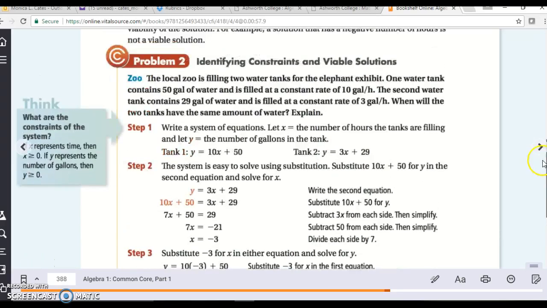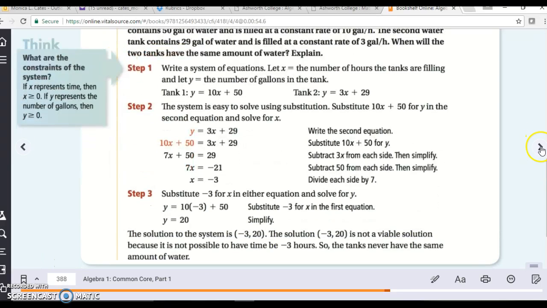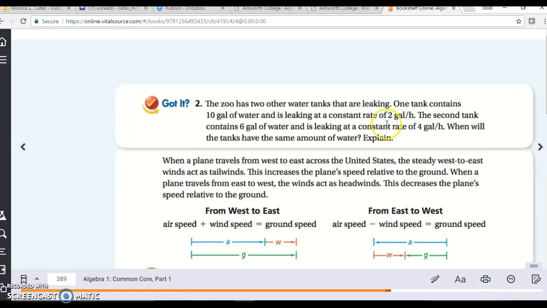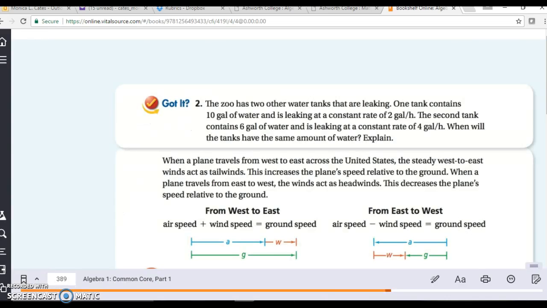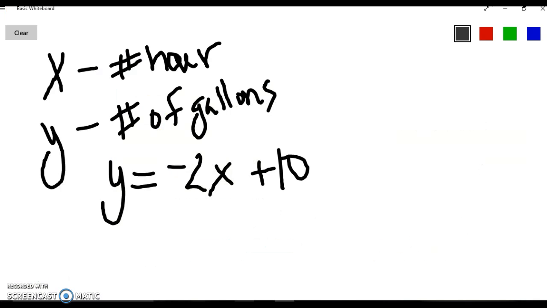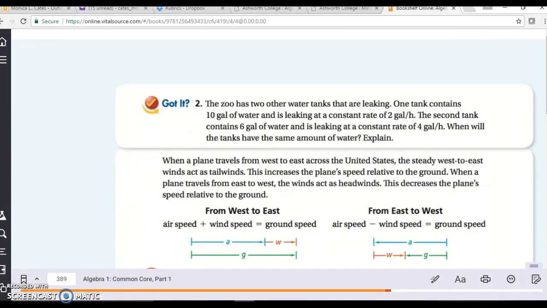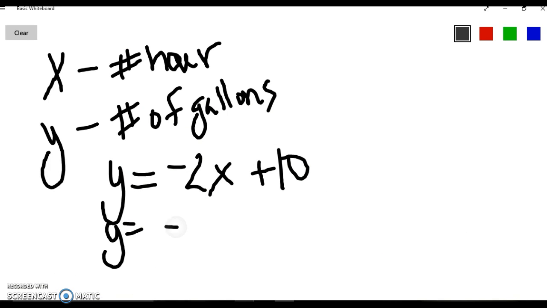We got leaking this time. So when it's leaking, that lets me know that it's going to be negative. So my rate is negative 2x plus 10 gallons. And the second one is leaking at 4 gallons per hour. So that's again negative, it's coming out. And it originally has 6 gallons.